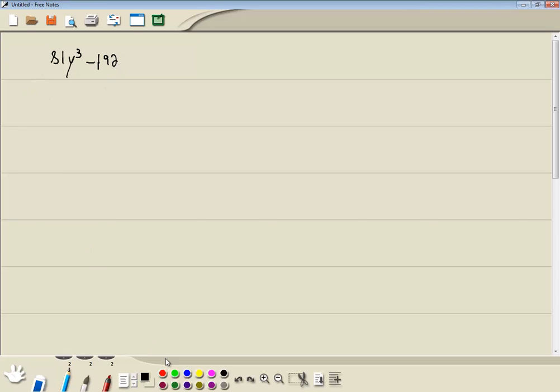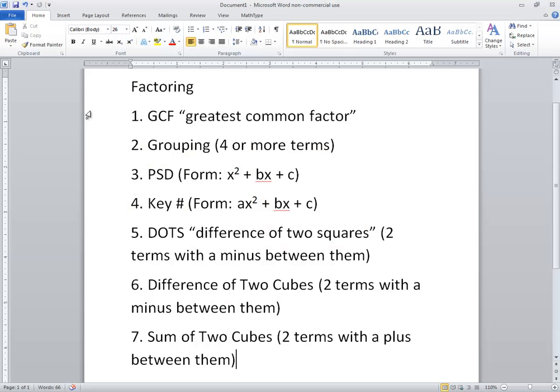So to begin with, we'll factor out the GCF. Factor out a 3. 81 divided by 3 is 27, y to the third, minus, let's see, 64. Okay, now let's continue on.